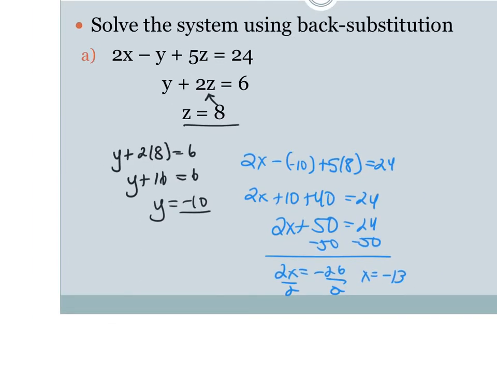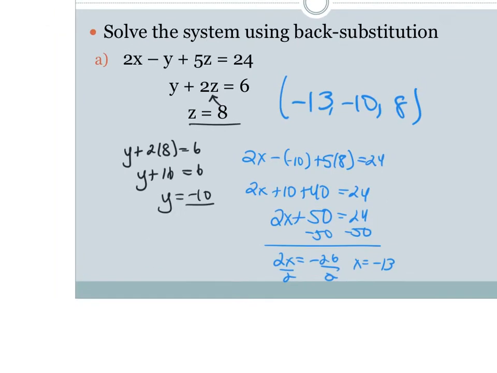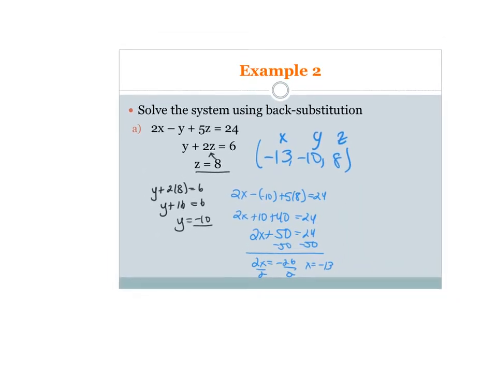How do I write my answer? Negative 13, comma, negative 10, comma, 8. It's, no, for x, y, and z. What you got for x, what you got for y, what you got for z. This is my x value, my y value, and my z. Everybody see that? All right.